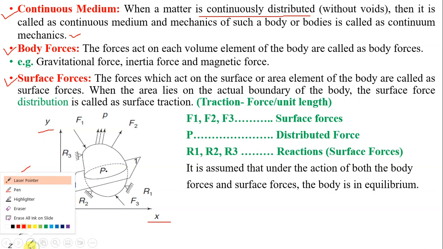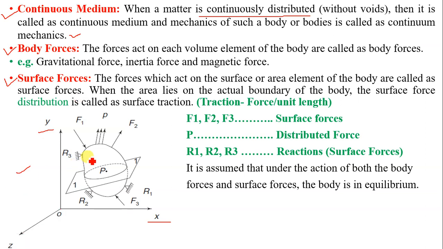Now here, this is the surface, and on this surface forces F1, F2, F3 are acting. So F1, F2, F3 are the surface forces. Similarly, R1, R2 and R3, these are the surface forces. Okay, let us consider one more example. Let us consider a brick element.